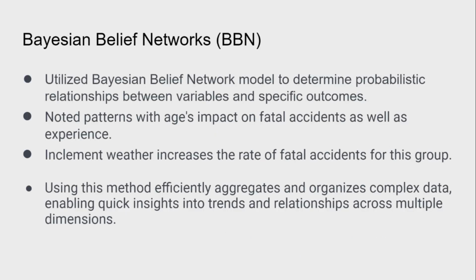Bayesian belief networks are probabilistic relationships among a set of variables. Nodes in the graph represent variables, while edges represent conditional dependencies, and each node has an associated conditional probability distribution, which quantifies the likelihood of its given state of its parent nodes, allowing probabilistic inference and reasoning under uncertainty. We were able to identify with this noted patterns with age among fatal accidents as well as experience. So men under the age of 30 were responsible for a lot more accidents on average. Also, inclement weather increases the rate of fatal accidents across the board.